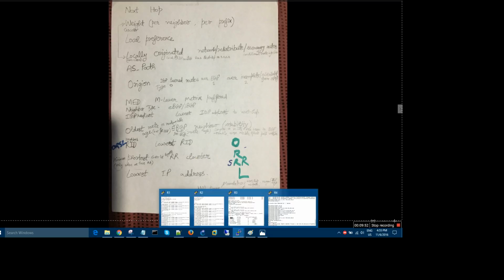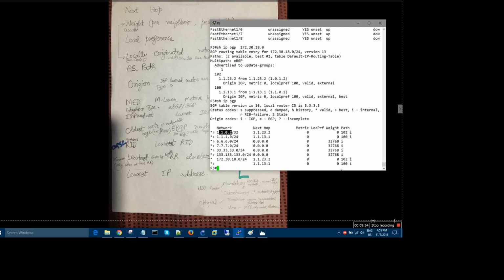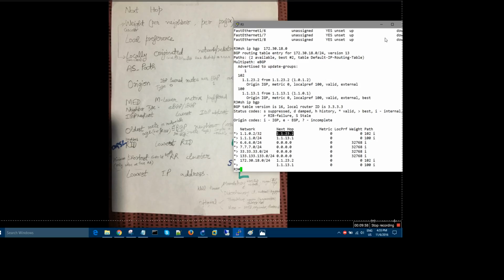IGP metric is to the next hop, not for anything else. So what does that mean is, here, this is the next hop. This is not for eBGP. This comes into the picture when neighbor type is iBGP. So the cost to the next hop, the IGP metric. This attribute is valid only when neighbor type is iBGP.